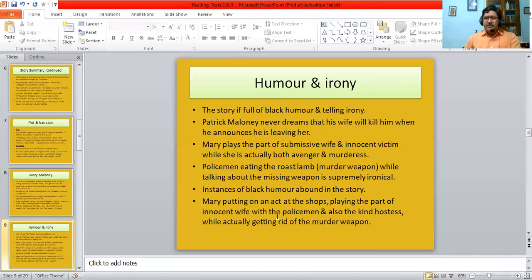Now, the policemen eating the roast lamb, which is the murder weapon, while they talk about the missing weapon, is also supremely ironical. So this exchange takes place at the very end of the story. So that itself is very, very ironical.